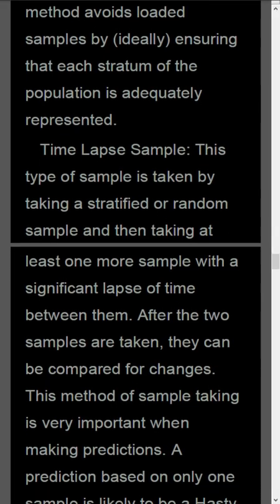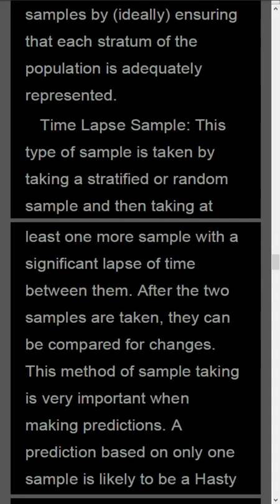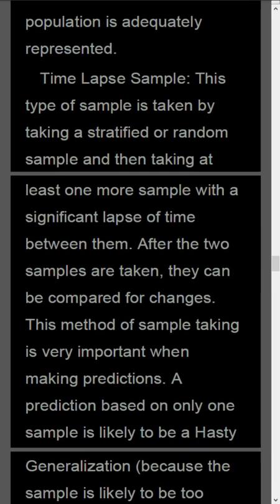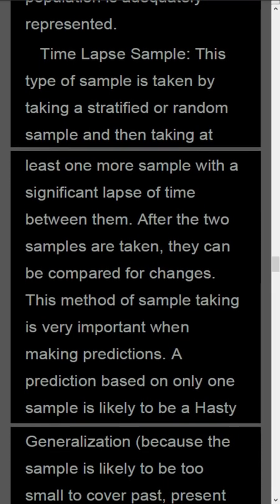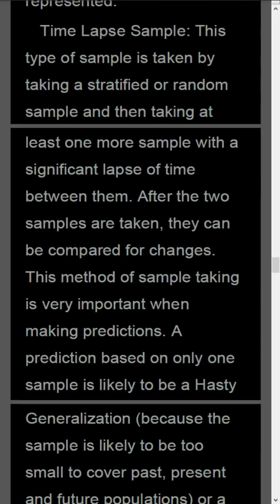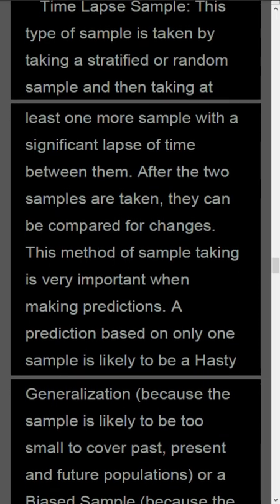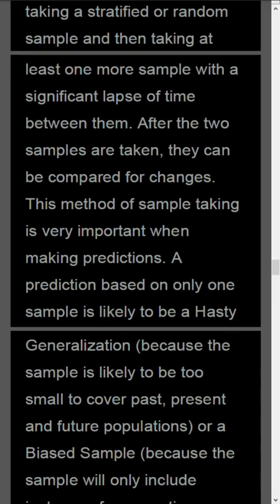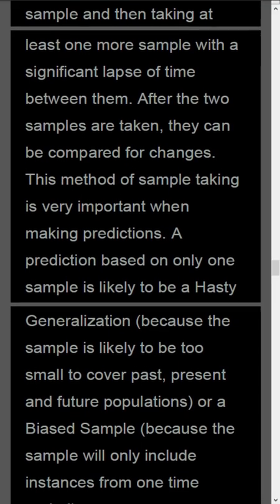Time-lapse sample. This type of sample is taken by taking a stratified or random sample and then taking at least one more sample with a significant lapse of time between them. After the 2 samples are taken, they can be compared for changes. This method of sample taking is very important when making predictions.